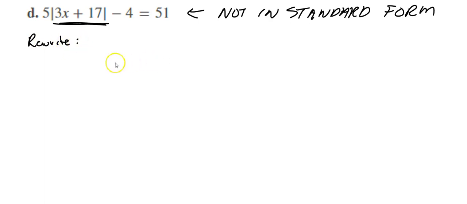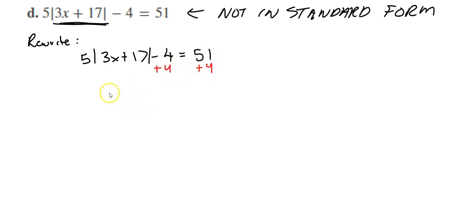rewrite. So we got 5 absolute value of 3x plus 17 minus 4. Pardon me for my, it is a horrible 4. Let me fix that. 4 equals 51. Okay, first things first, let's get rid of the 4. So we're going to add 4 to this side, add 4 to this side, and then we rewrite again.